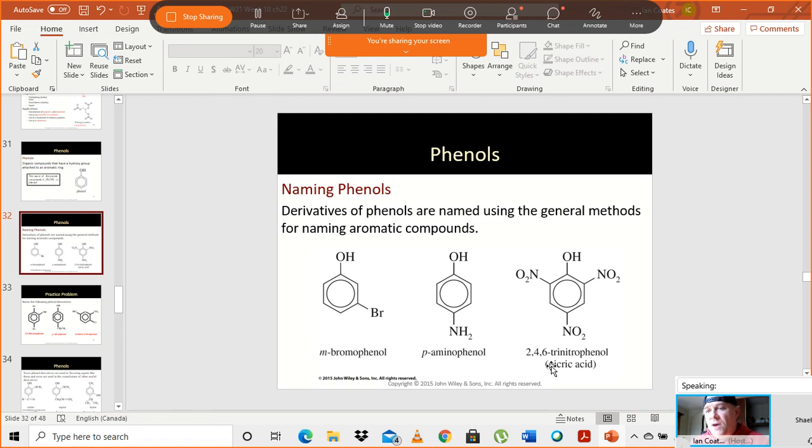2,4,6-trinitrophenol. I've got nitro groups here and I've got a hydroxyl group. Which one is going to trump everything? Because we need to start from the backside, right? So you recognize that this is phenol, and this is the 1 carbon. So now let's start counting. 2, 3, 4, 6. 2,4,6-trinitrophenol.